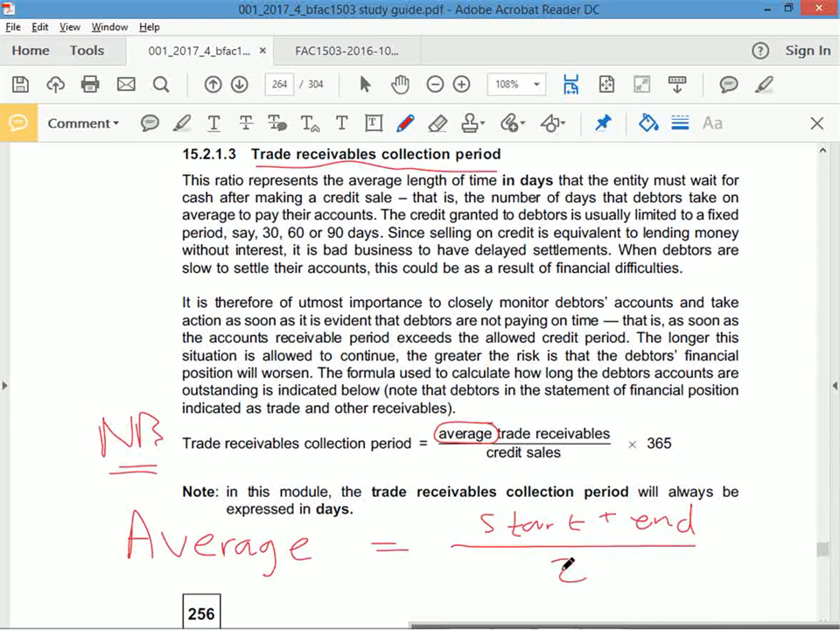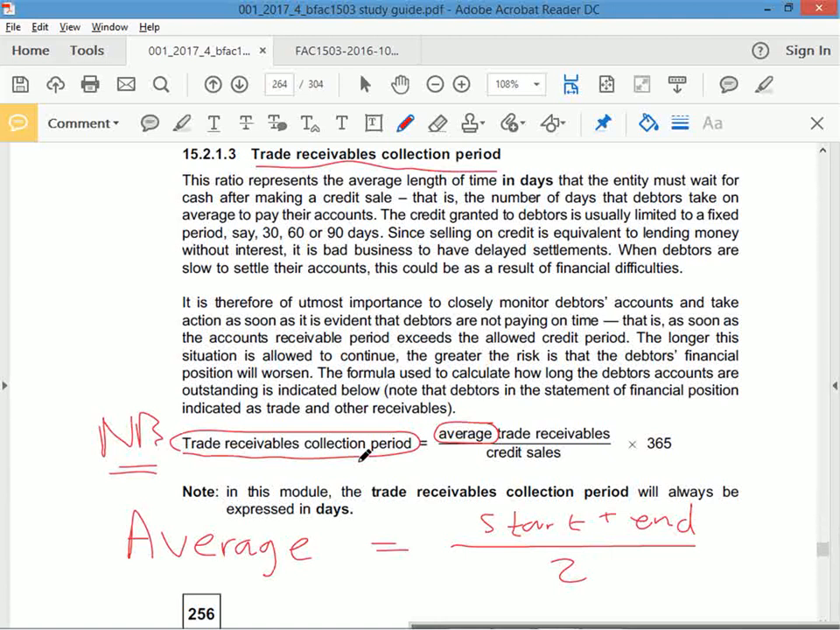So in other words, what I started with at the beginning of the year plus the end of the year divided by 2. That's going to give me an average. Then I divide that by my credit sales. Credit sales, because I'm looking at debtors. It's easy to remember because the examiner is going to have to give you this. Trade receivables collection period. They need to tell you what calculation to do. So if they're asking you to calculate the trade receivables collection period, think logically. Trade receivables refers to who? My debtors. Then I've got the numerator, which is the average, over the denominator.